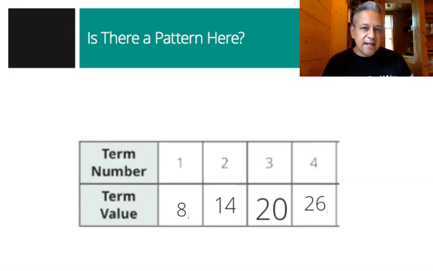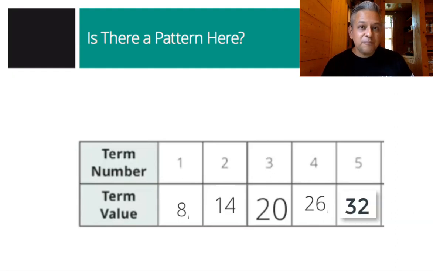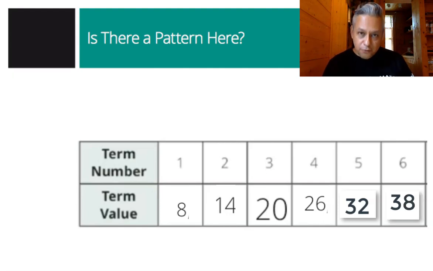So if you had to guess, what do you think the fifth term would be in this sequence? Well, if you look at the other numbers, what happened from 8 to 14, 14 to 20, 20 to 26? What do you think the fifth term will be? If you guessed 32, you're right. I think the pattern that's going on here is that they're adding 6 more every single time. So if they had a sixth term, I think that would be 38, don't you?